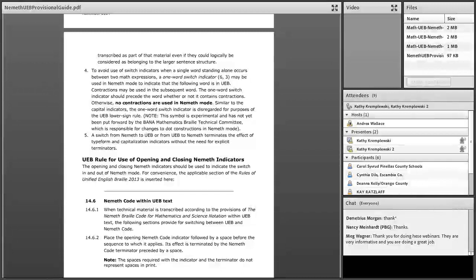I think the hardest thing to wrap our brains around is that when you go into Nemeth, it's just referring to the symbols and the algebraic expressions and the numbers. It doesn't mean that you can start using UEB once you're in Nemeth mode. I don't know if that helps clear up anything for anybody, but that's basically what it boils down to.